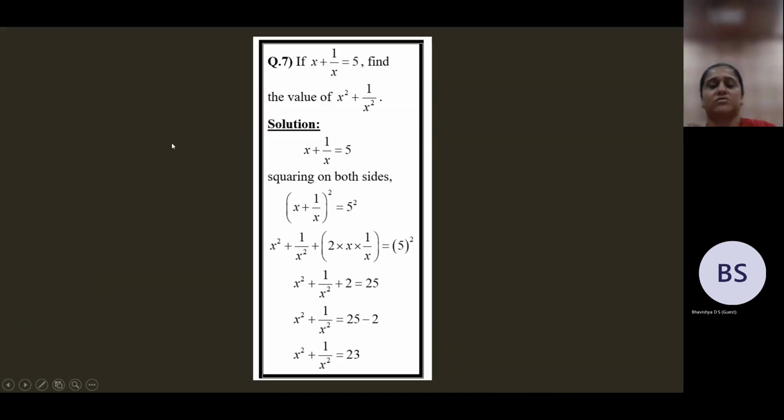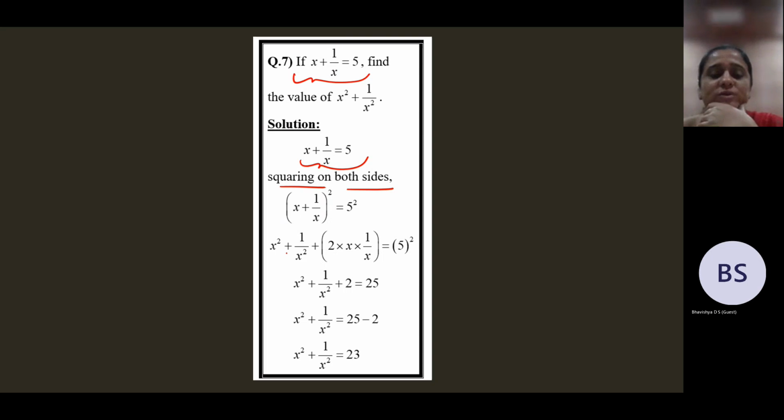Yes. So 7th one, similar to this, we just worked. Now with this paper which we solved, the first question was similar to the 7th one. So you can see here, just take up the equation given, x plus 1 by x is equal to 5, and square it on both the sides. So x plus 1 by x, the whole square is equal to 5 square.